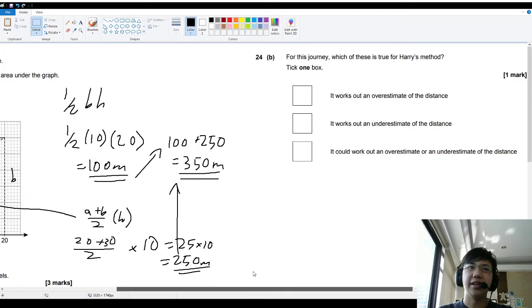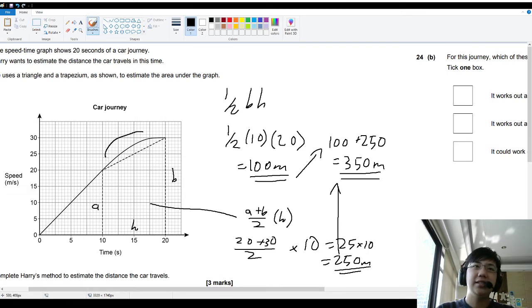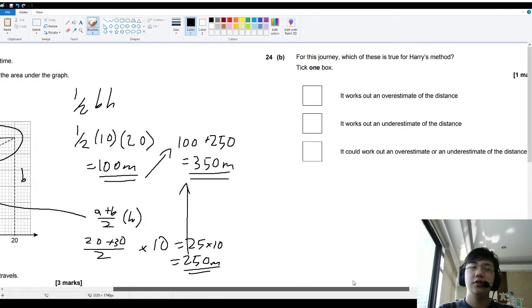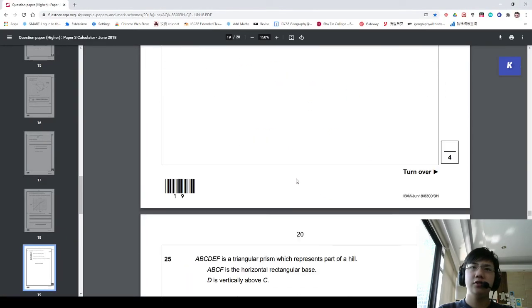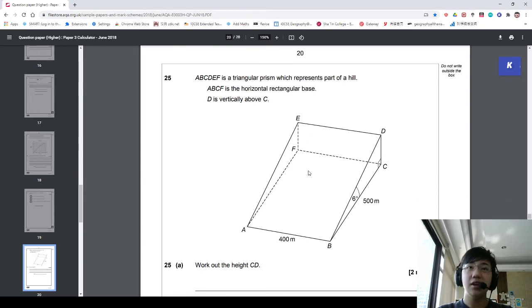Looking at our graph again, you will see that this entire area is unaccounted for using Harry's method. Therefore, it works out an underestimate of the distance since parts of the graph are not accounted for. Moving on to question 25. ABCDEF is a triangular prism which represents part of a hill. ACBF is a horizontal rectangular base, while D is vertically above C. And we need to work out the height of CD.